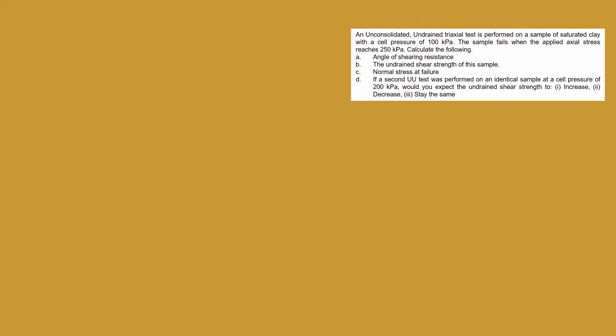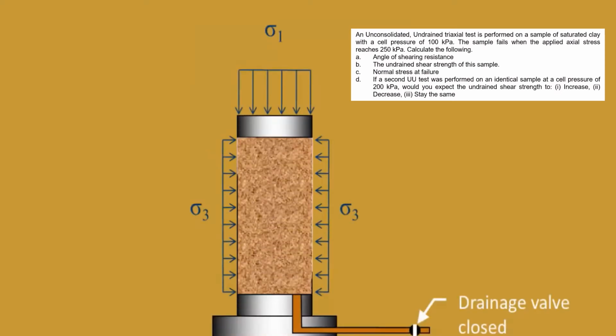Okay, let's start to comprehend our problem first. So, we have here a triaxial shear test, and this is an unconsolidated undrained triaxial test because the drainage valve here is closed. Let's dissect the problem first. The sigma 3, which is the cell pressure, is 100 kPa, and our sigma 1, the axial stress, is 250 kPa. And let's start answering now.